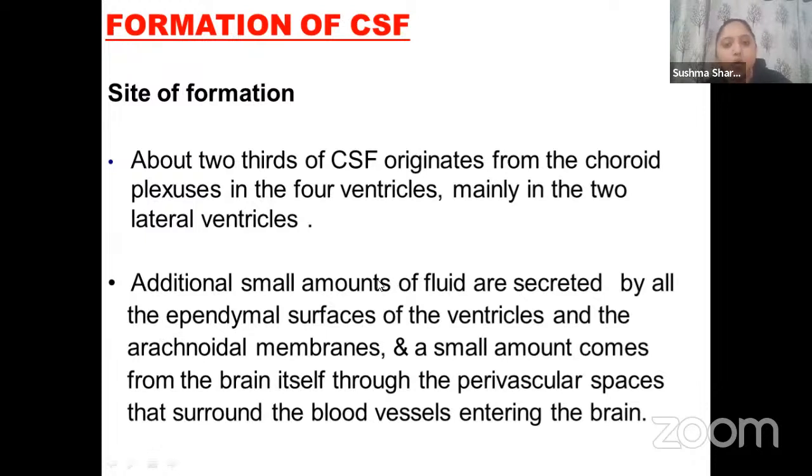And additional small amounts of fluid are also secreted by the ependymal surfaces of the ventricles and the arachnoidal membranes, and a small amount comes out from the brain itself.